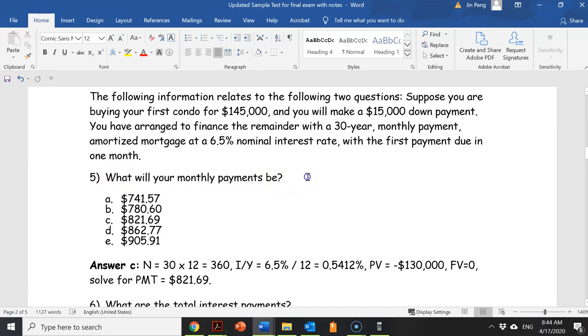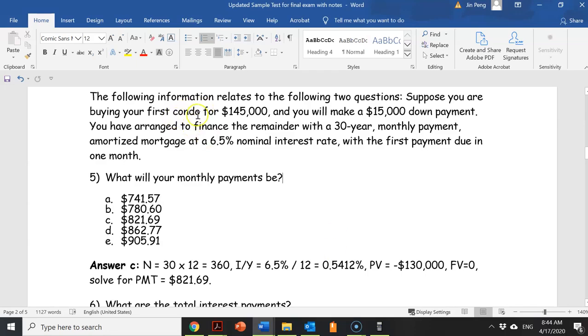Okay, we're looking for the monthly payments. We know our total price. We know the down payment. So the difference between the total price and the down payment will be paid using a mortgage. And this mortgage is going to be a 30-year monthly mortgage. Our nominal rate is 6.5%. It's still a time value of money question, but things get a little bit tricky here.